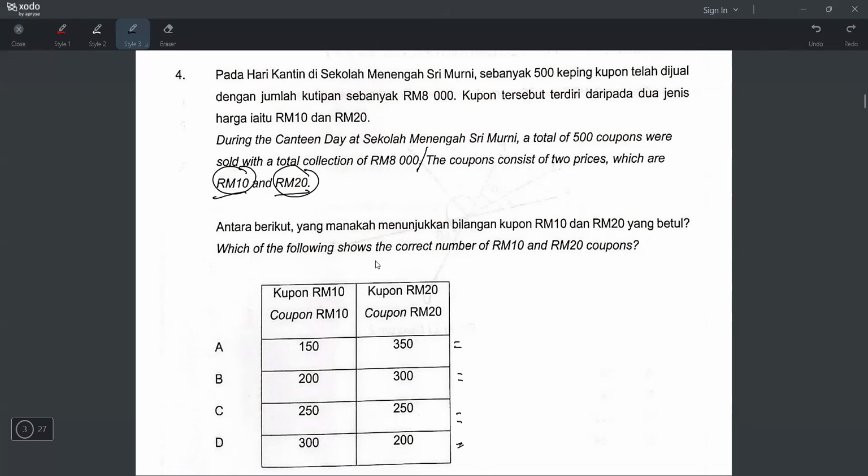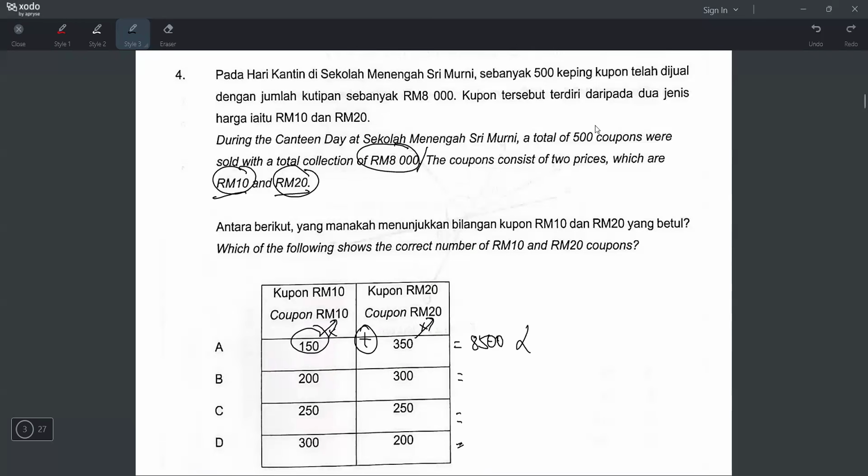So you can see this one is 150 10-ringgit coupons, right? So you would just times here, you get 1,500, plus 350 times 20, and then add these 2 together. One more time: 150 times 10 plus 350 times 20, and you get 8,500. It means the total gain from here is 8,500, but it's not the answer because the total collection should be 8,000, right? Okay, and what about this?